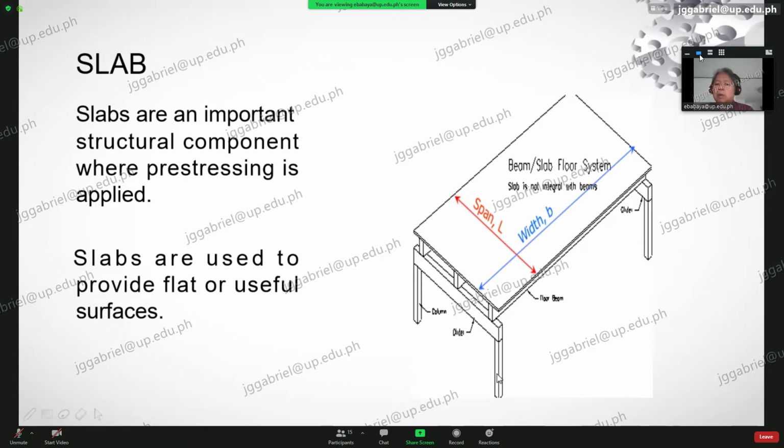Okay, and then from the columns, saan pupunta yung load? Hindi naka-drawing dito, ano? Pero I'm sure you're familiar already. So it goes to the foundations. No? And then from the foundations, it is transferred to the soil. Okay? So yun ang transfer ng mga loads natin.